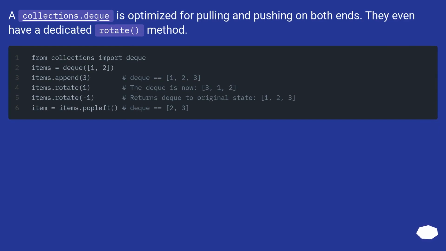A collections.deque is optimized for pulling and pushing on both ends. They even have a dedicated rotate method.